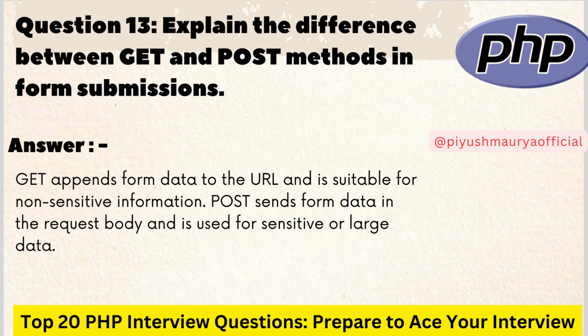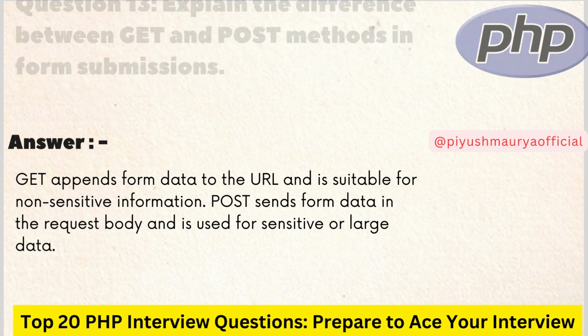Question 13. Explain the difference between GET and POST methods in form submissions. GET appends form data to the URL and is suitable for non-sensitive information. POST sends form data in the request body and is used for sensitive or large data.